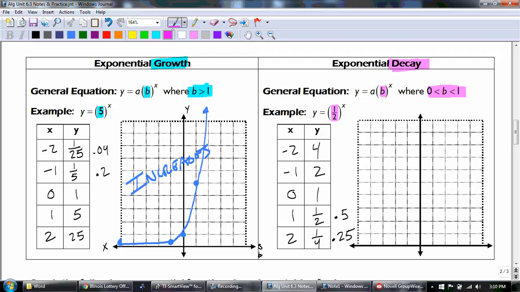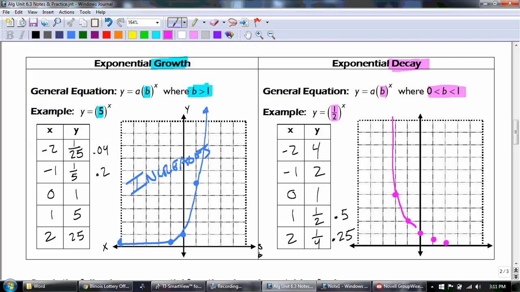All right, so at -2, we are at 4. At -1, we are at 2. At 0, we're at 1. At 1, we're at 1/2. And you can see we're getting closer and closer and closer to 0, but we never quite get there, okay?